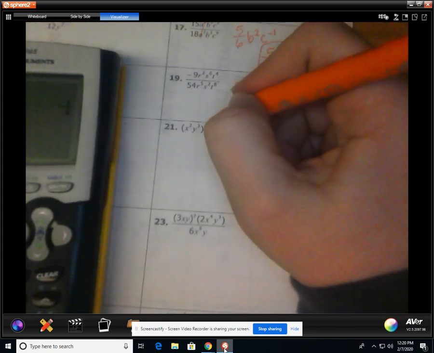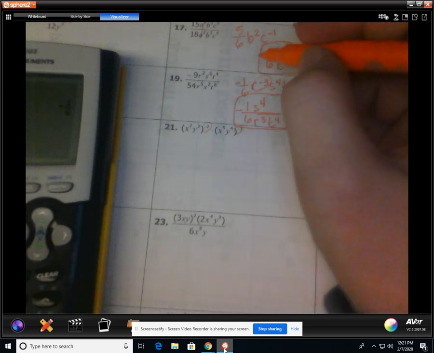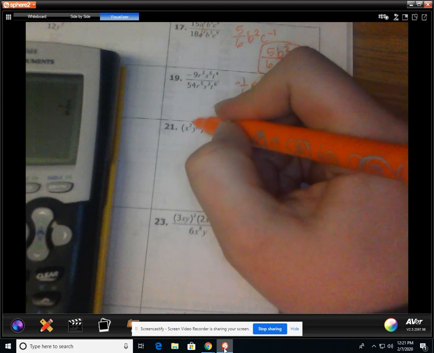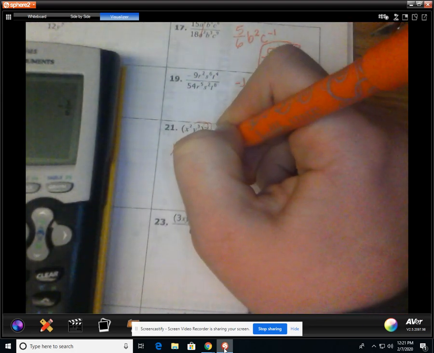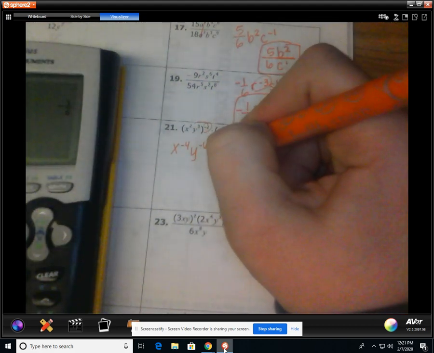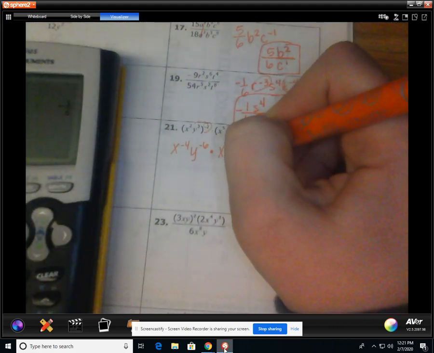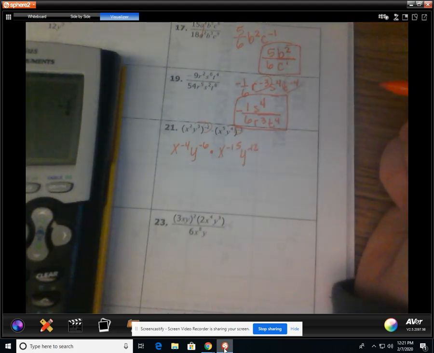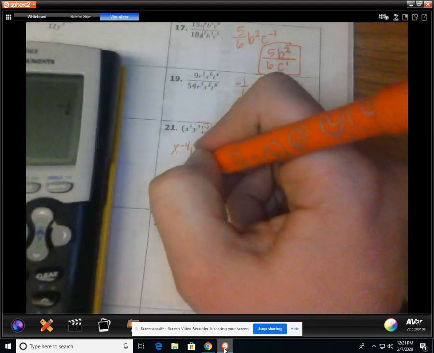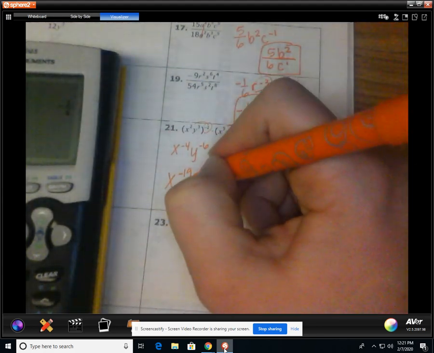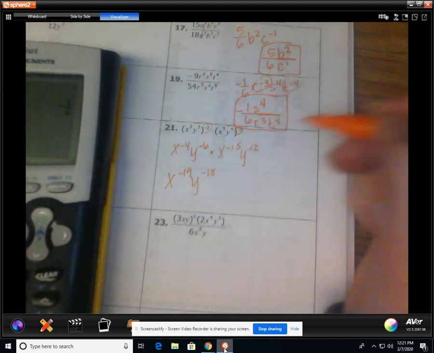For 21, I do have the power rule happening. The first thing that I'm going to do is, I don't have coefficients on these, so I'm just going to multiply. So this becomes x to the negative 4th, y to the negative 6th, times x to the negative 15th, y to the negative 12th. Now, since I am multiplying, I still don't have coefficients, so I just add my exponents. So this becomes x to the negative 19, and y to the negative 18.